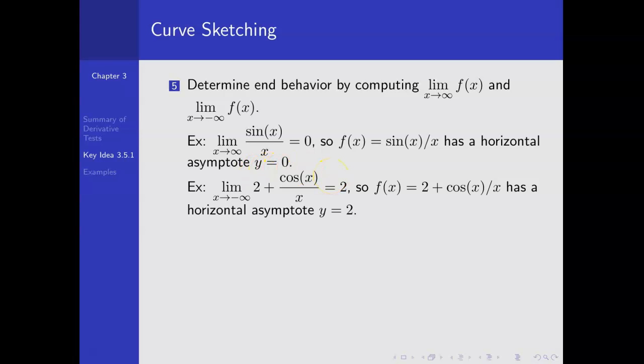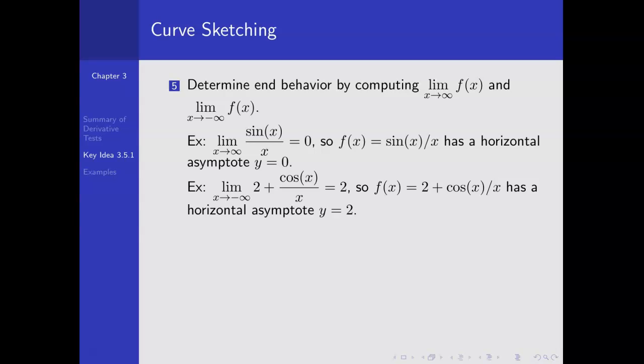Another example, if we look at x going to negative infinity of 2 plus cosine x over x. Well, the 2 is not going to change no matter what happens with x. So we're going to focus on cosine x over x. And it's the same idea as what happened in our previous example.